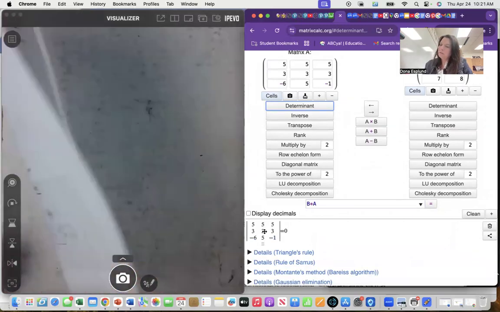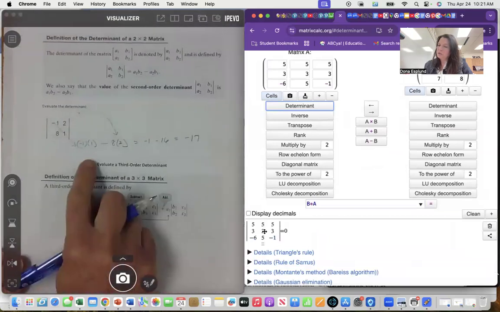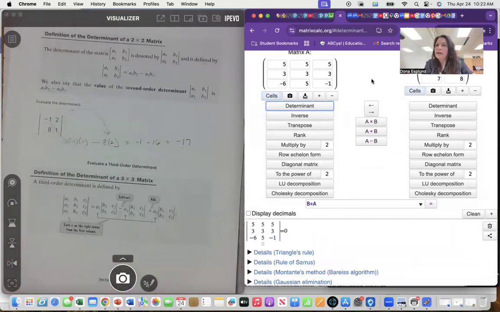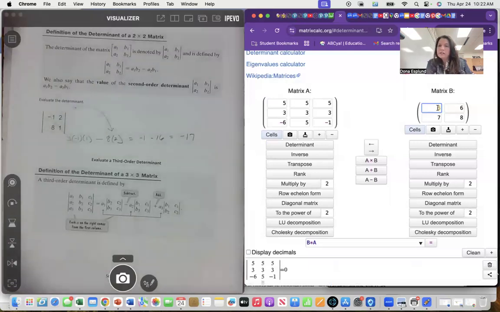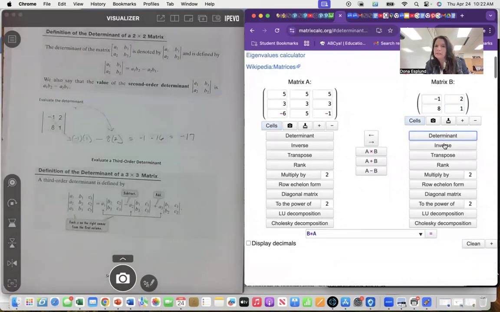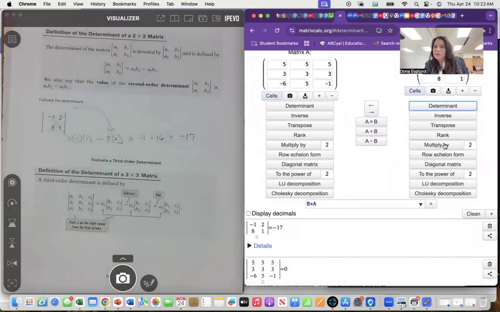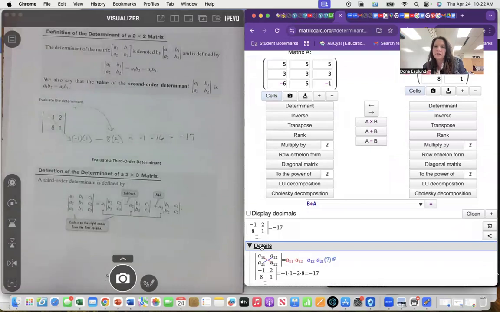On the problem that I had before, if you remember, I had just the 2 by 2. So let's go ahead and practice that one just with my matrix B. And we'll check to see if I have the right answer. -1, 2, and then 8 and 1. And then I'm asked to find my determinant. And so when I did my determinant, we had then -17. And they will go ahead and give you the details for that. Okay. Hopefully you did well.